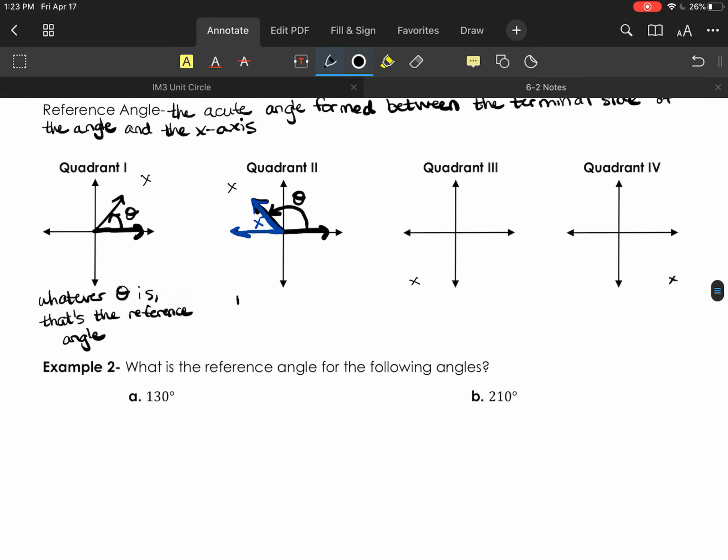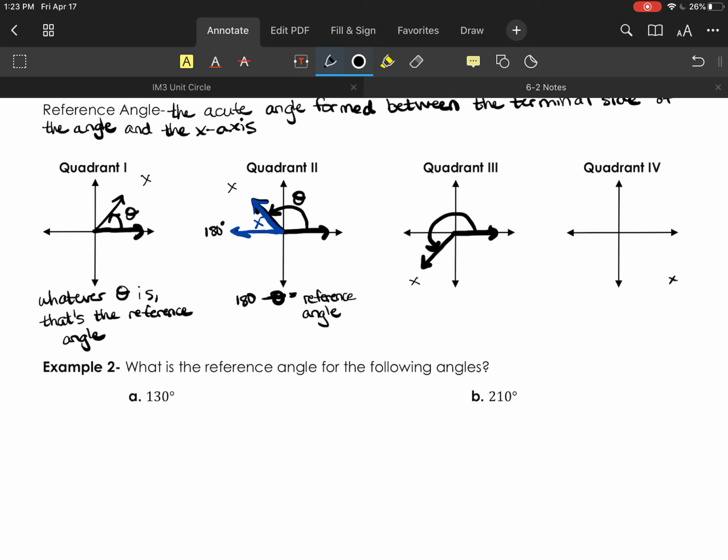So to find your reference angle when the angle's in the second quadrant, you take 180, because this is 180 degrees, minus theta, and that equals your reference angle. So if theta is 120 degrees, you would take 180 minus 120 degrees gives you 60 degrees. That's your reference angle.